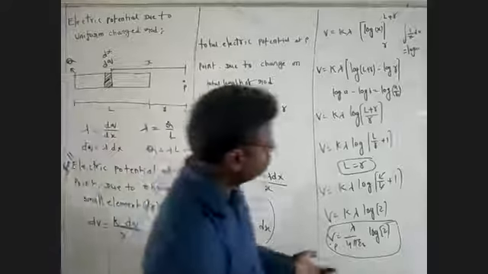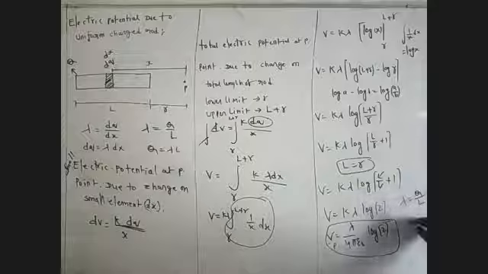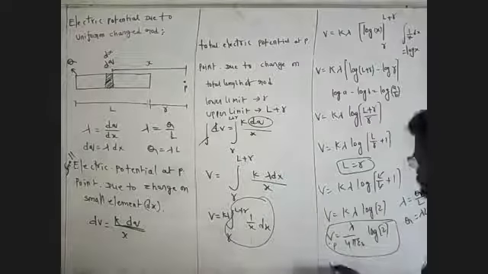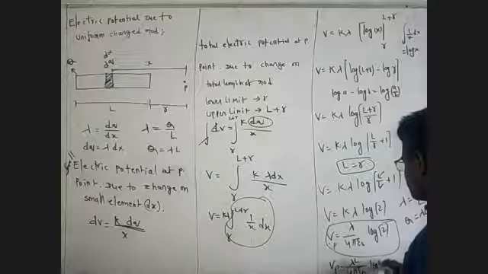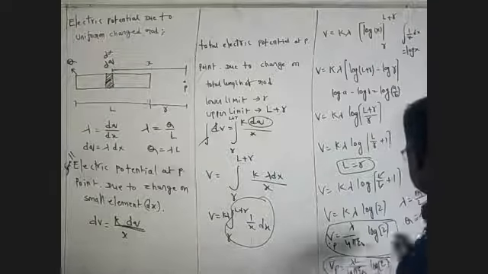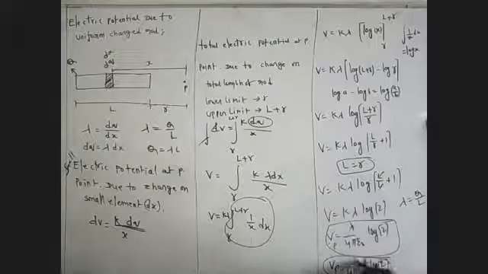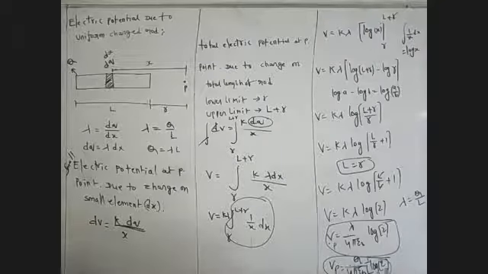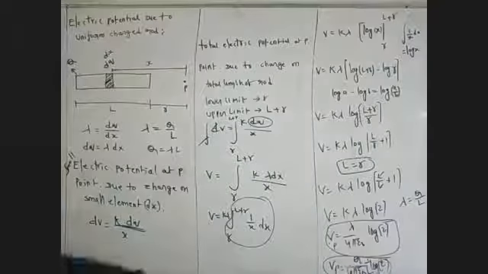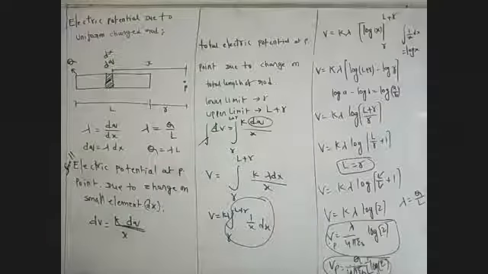Lambda is equal to capital Q by L, so Q is equal to lambda L. So we write Vp is equal to lambda L by 4 pi epsilon naught log 2. You can also write this with Q by L, so Q by L log 2. So this is the total charge, and total charge gives the total potential at the P point.